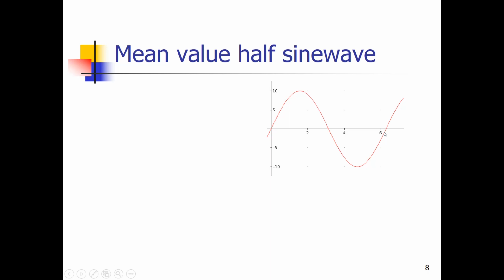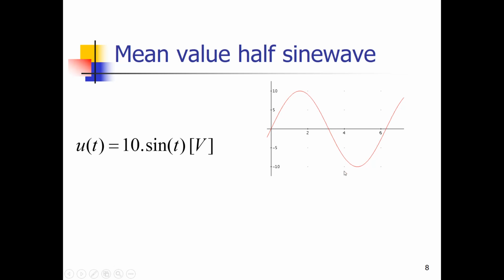So let's calculate the mean value of half a sine wave. Suppose this signal which we are going to use has this expression. U is 10 times the sine of t. So 10 is the top value or the maximum value over here, and the period time is 2 pi, which is 2 times 3.14, which gives us 6.28 seconds.